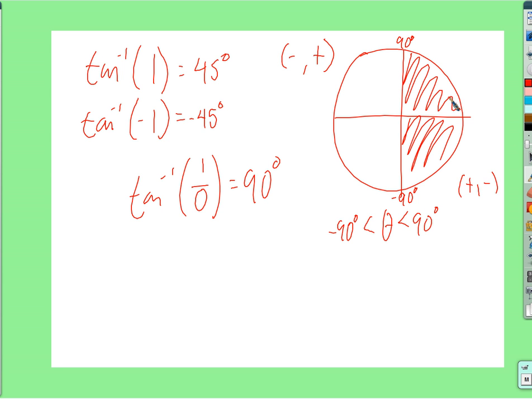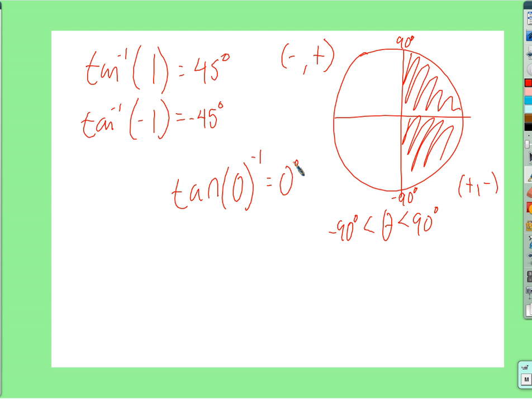Also, what's the tangent of 0 degrees? So then, what am I saying about the inverse tangent? The inverse tangent of 0 degrees. But what is the tangent of 180 degrees? 0 over negative 1, which is also 0. So with that range, we get this double output problem.